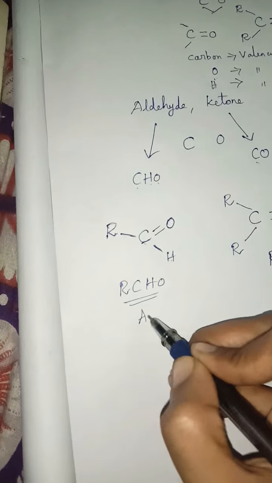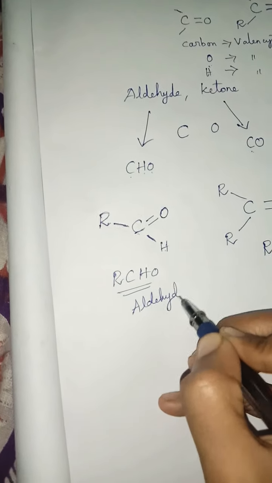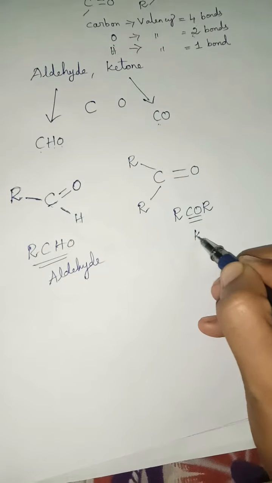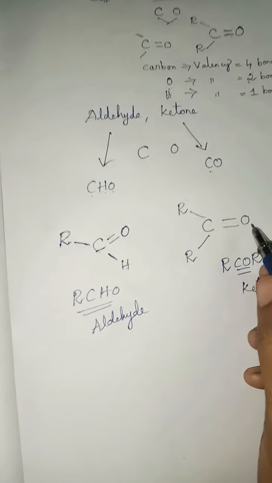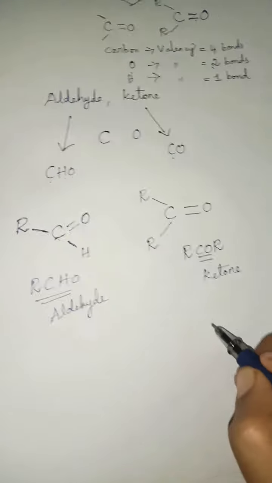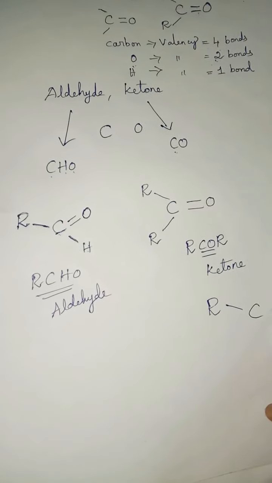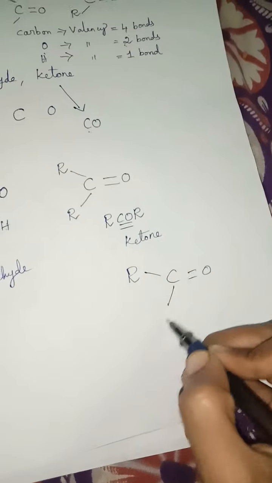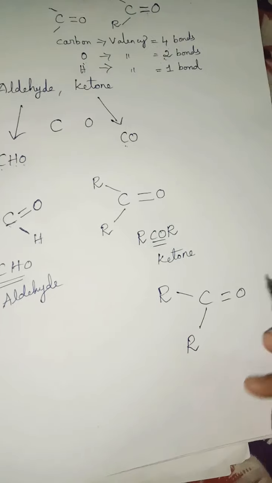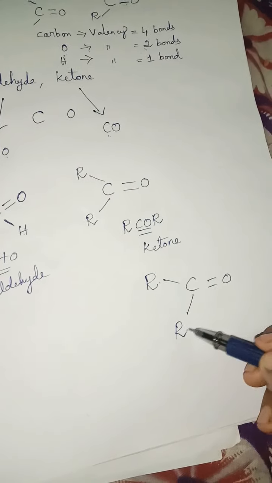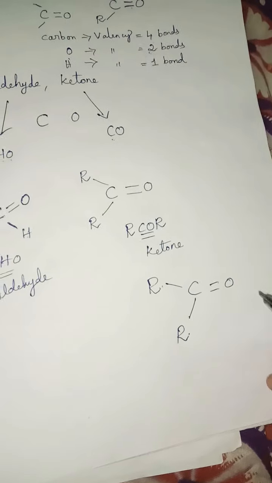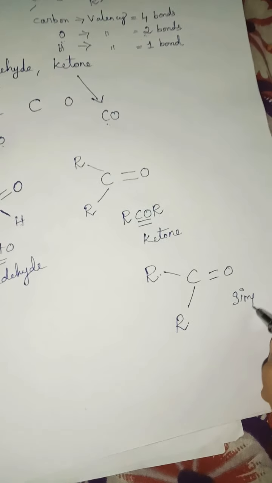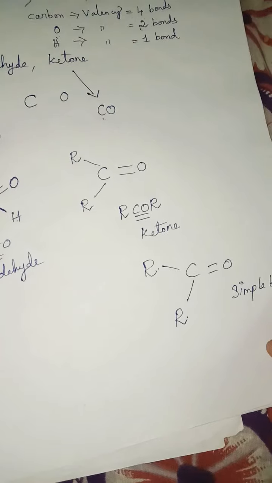RCHO means aldehyde. RCOR means ketone. So RCOR is the formula for ketone: R, C double bond O, and here one R will come. If these two alkyl groups are the same, that is known as a simple ketone.